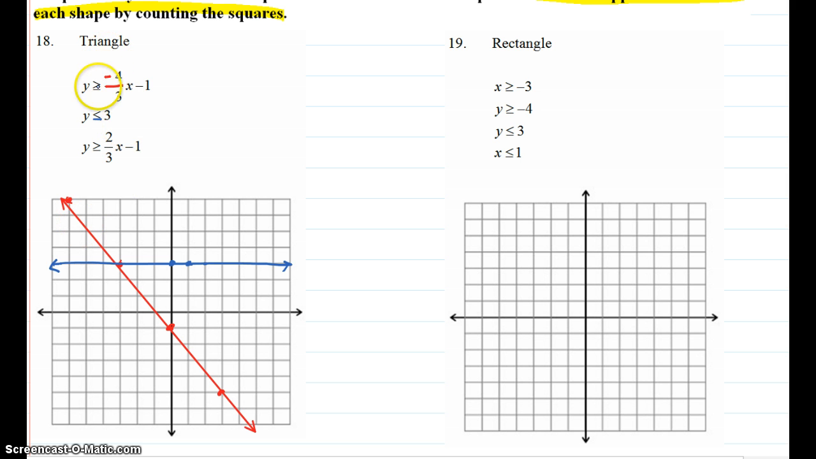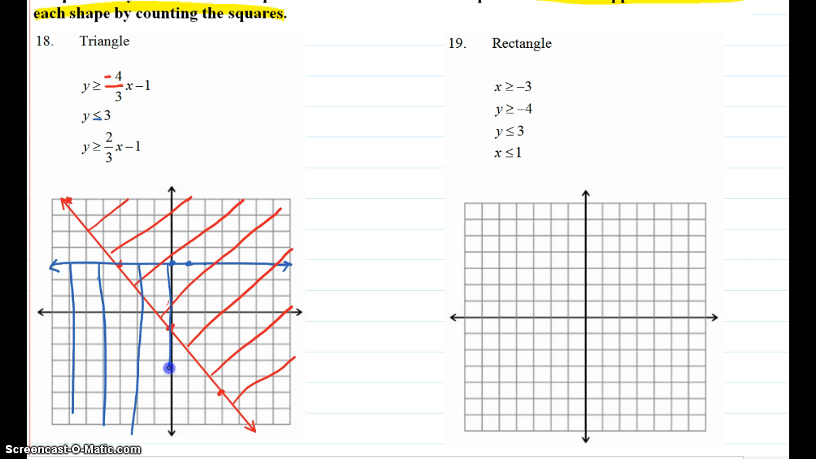And so I have to go back to the red line for a minute because I forgot to shade. Since it's greater than, it's going to be above the line. So above the line, it's going to be this way. So now for y is less than or equal to 3, the less than is going to be below the line in this way. And now you can start seeing that there is some overlap.